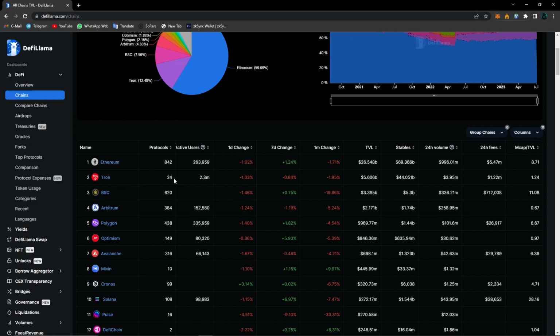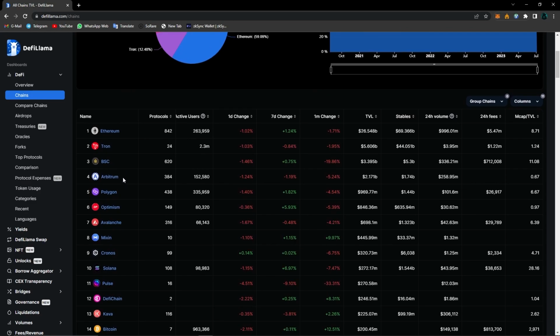It only has 24 protocols built on it. You can see Binance Smart Chain. We can see Arbitrum on the fourth place, 384 protocols. Again, nearly $2.2 billion of total value locked, stables, 24-hour volume.